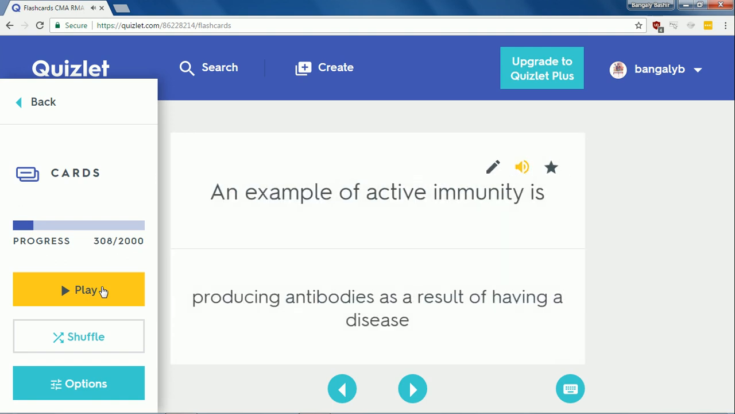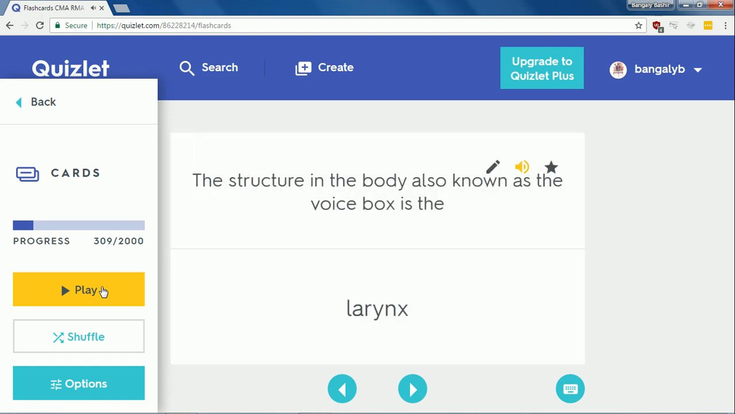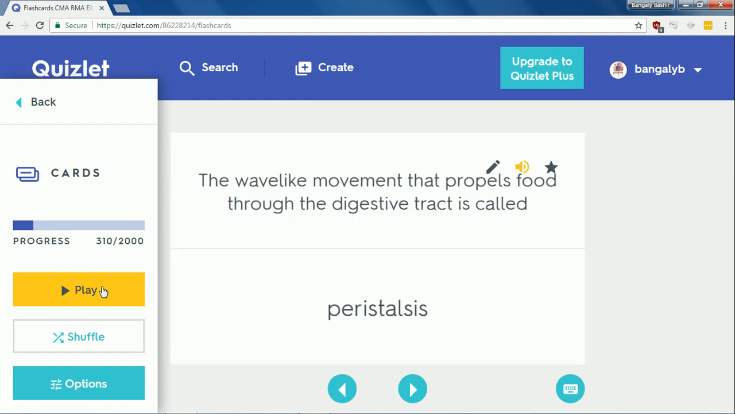An example of active immunity is producing antibodies as a result of having a disease. The structure in the body, also known as the voice box, is a larynx. The wave-like movement that propels food through the digestive tract is called peristalsis.